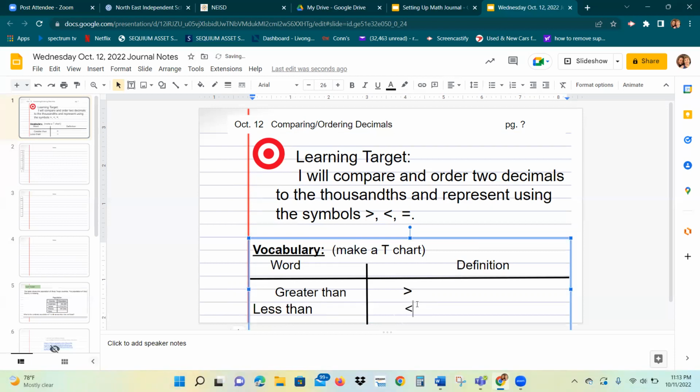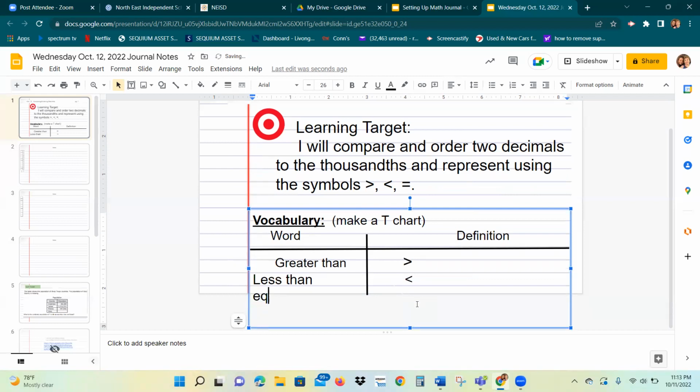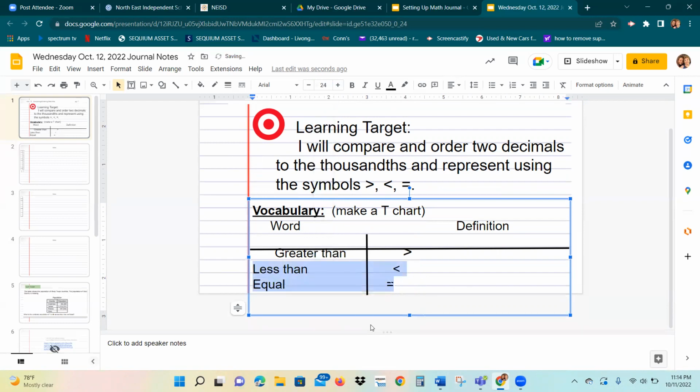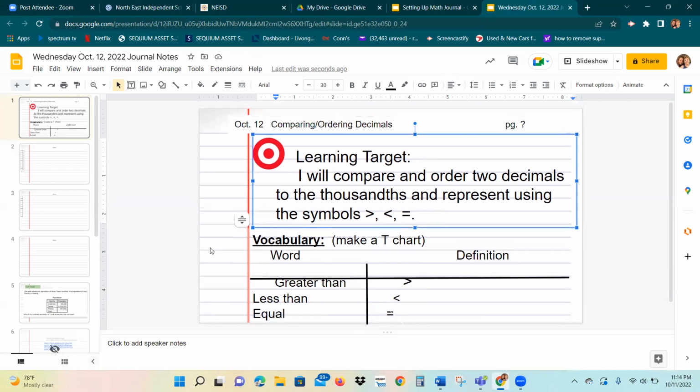So that is less than, and the next one is going to be equal. And there's your equal. That means that they're both the same. I'm just going to move this up just a tad, and I'll reduce those to 4 and put them on the same page. Move this up, and it should be good. All right, so that's what you have so far. Again, pause it when you're ready to go.